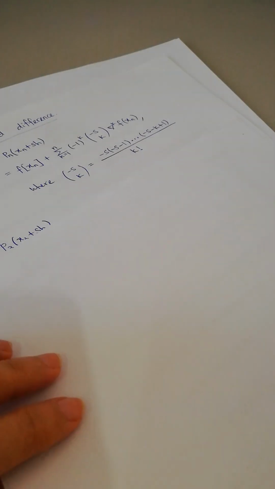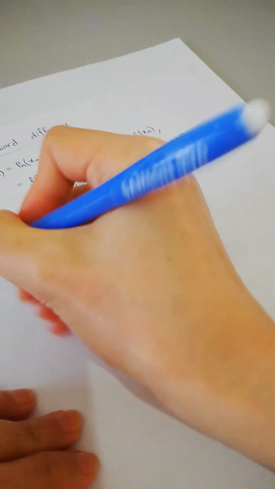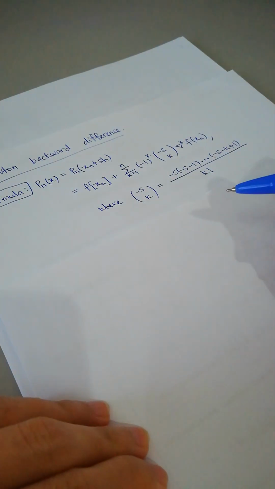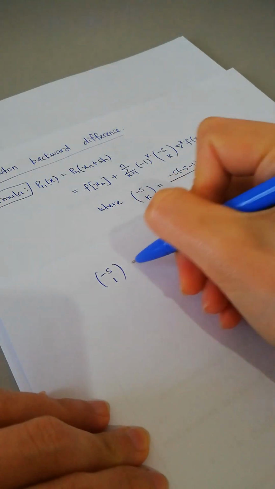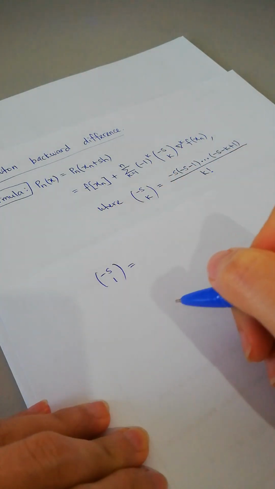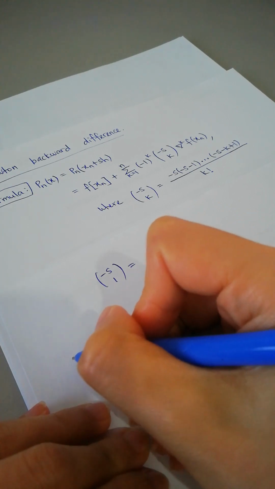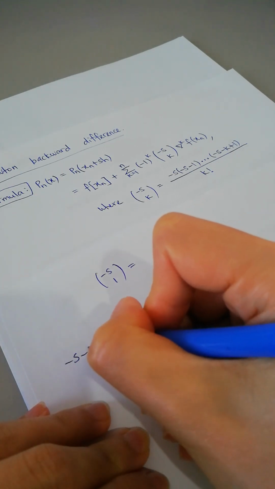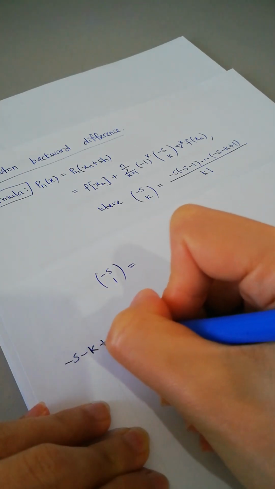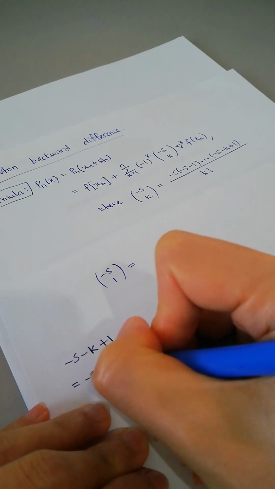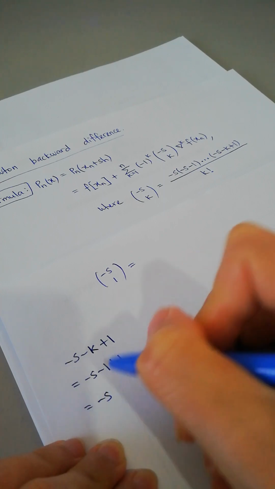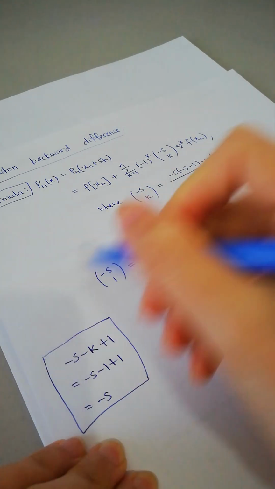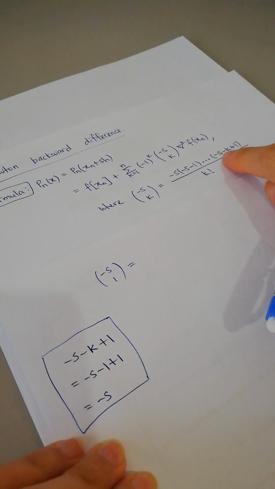So you see I write on a piece of paper. So for this one, when we have negative s1, so I write here: we have negative s minus k plus 1. This is equal to negative s minus 1 plus 1. So then this gives us negative s. This gives us negative s. So that means here is until negative s.